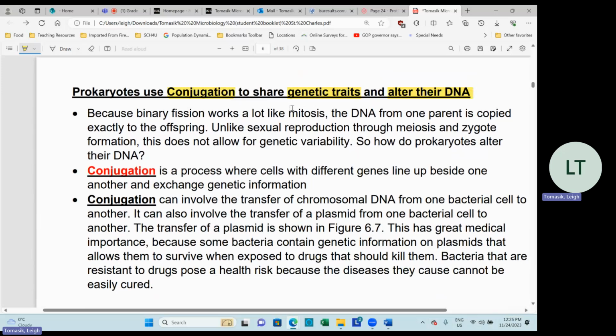Because binary fission works a lot like mitosis, the DNA from one parent is copied exactly to offspring. Unlike sexual reproduction through meiosis and zygote formation, this does not allow for genetic variability. So, how do prokaryotes alter their DNA? Conjugation is a process where cells with different genes line up beside one another and exchange genetic information. Conjugation can also involve the transfer of chromosomal DNA from one bacterial cell to another, and it can involve the transfer of plasmid from one bacterial cell to another. The transfer of a plasmid is shown in figure 6.7.